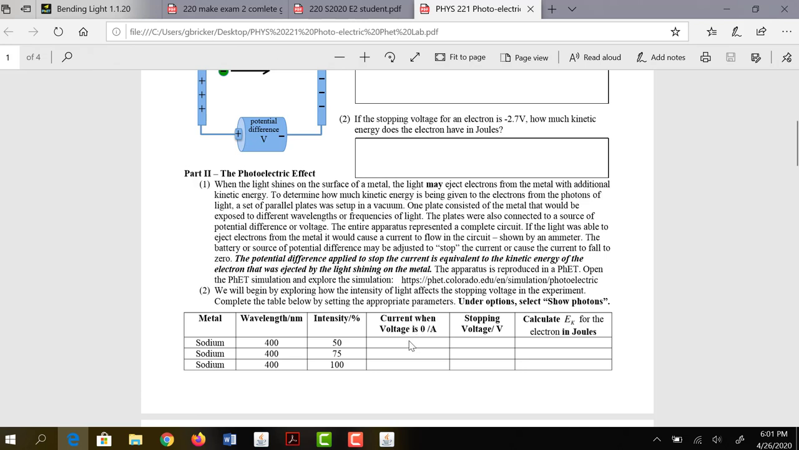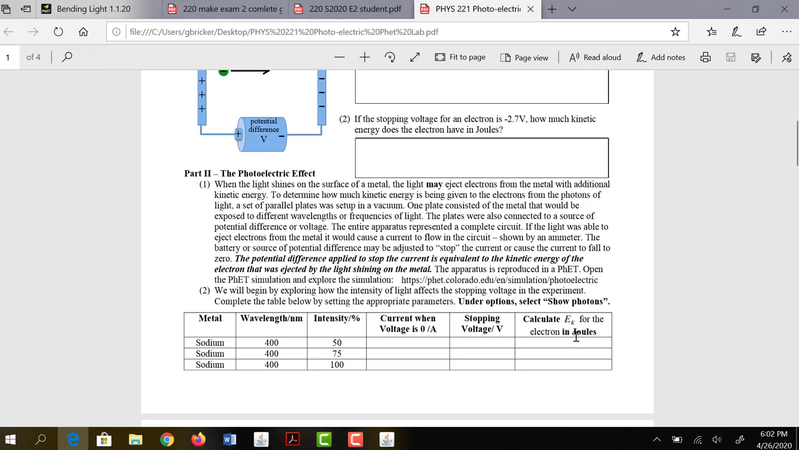Current when the voltage is 0. Okay, so put the voltage at 0, see what you get, and then stopping potential, that's when you actually change the battery. So stopping potential means that there's no current. So adjust that like I did till you get no current. Write down the magnitude of that voltage here, and then calculate the energy that the electron has in joules. So that this column here would be the magnitude of the charge of an electron, times the magnitude of this voltage. That'll give you the kinetic energy.